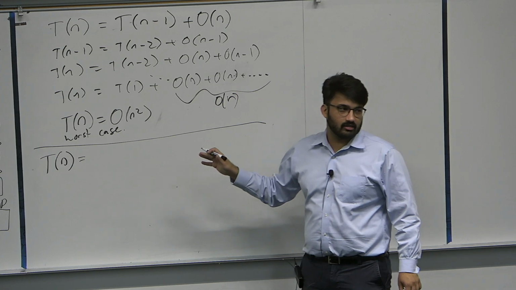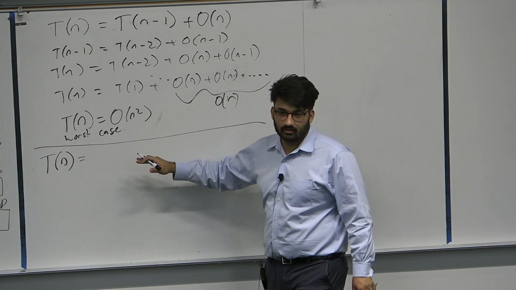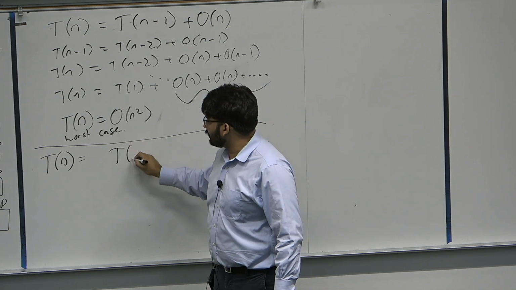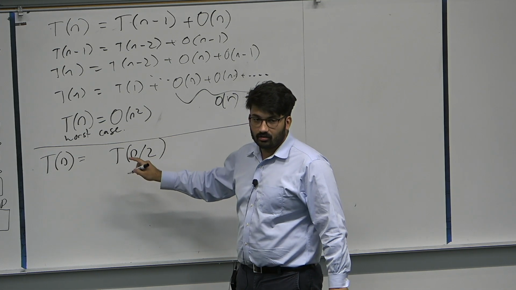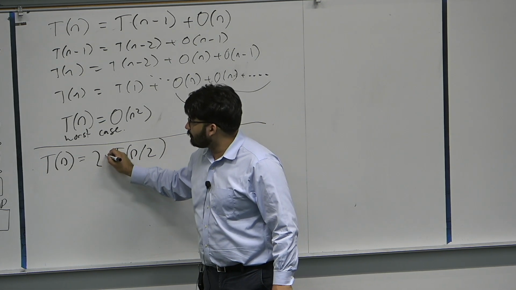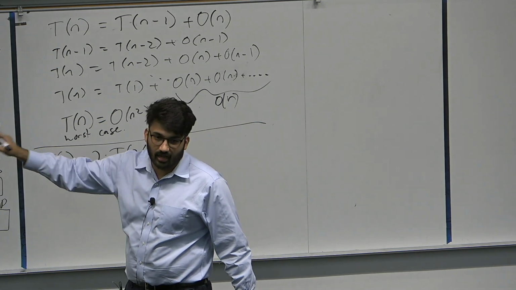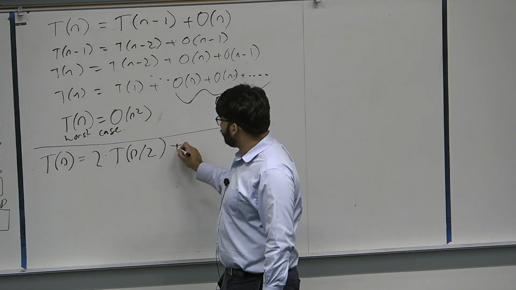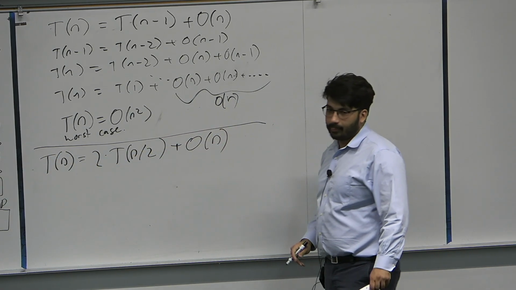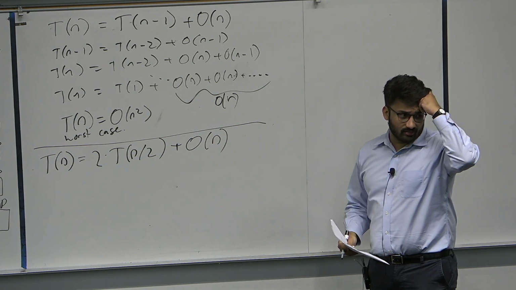Why? What's our recurrence? We always back up a step. T of n over 2, yeah, because each one is divided in half. Yeah, 2 times that, because we have 2 recursive calls. Let's say each one is exactly nicely half, plus O of n. That is what? N log n, right?